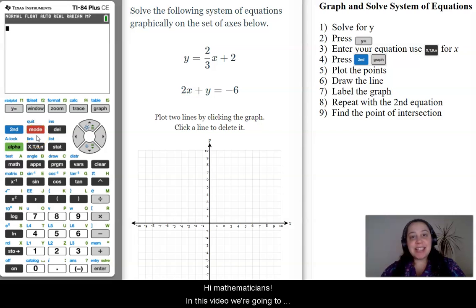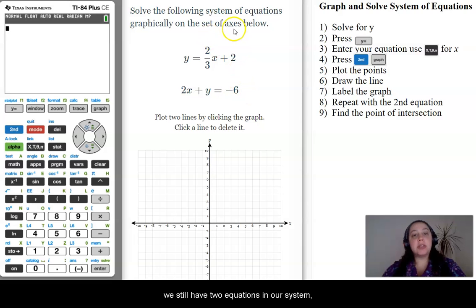Hi mathematicians, in this video we're going to learn how to graph and solve systems of equations. In our previous video, we had two equations where we had y equals in both of them. In this example, however, we still have two equations in our system of equations. However, only one of them is solved for y.